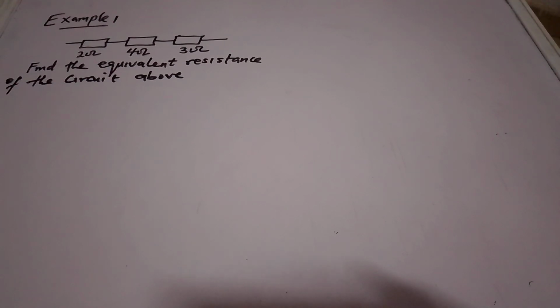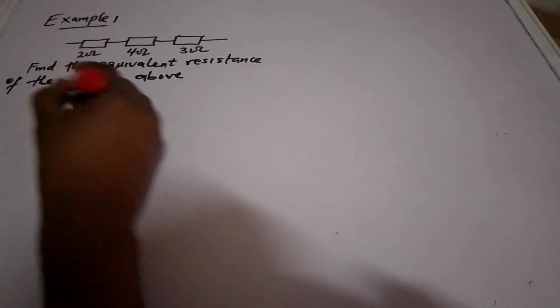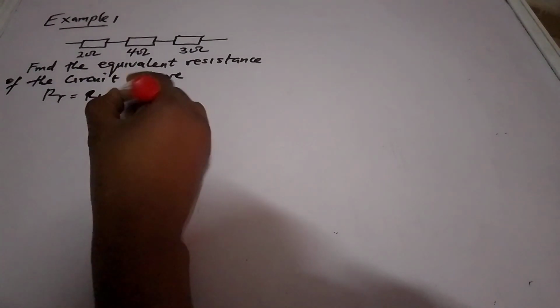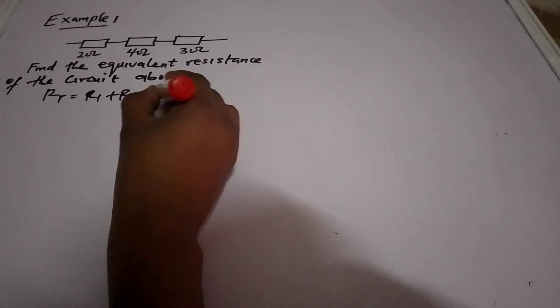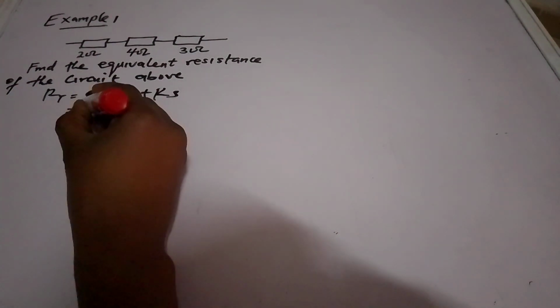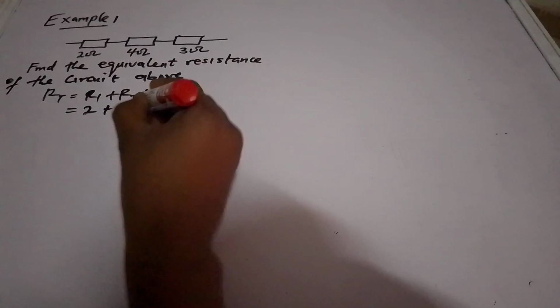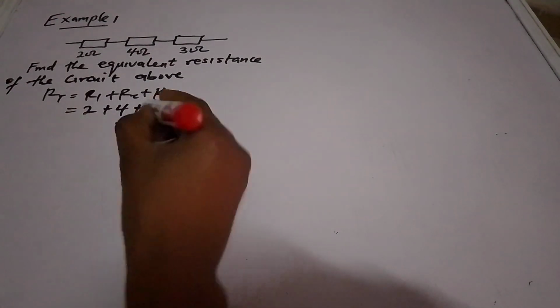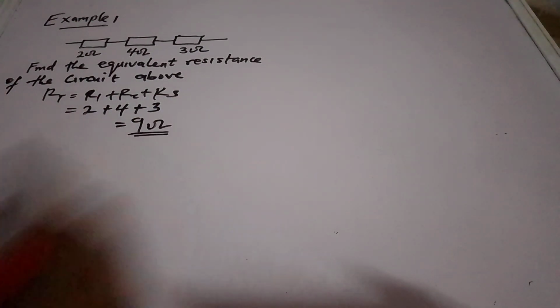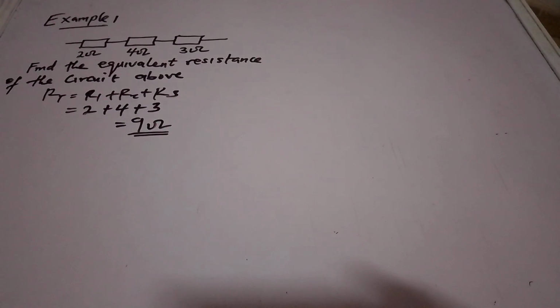So in this case, our formula is going to be R total, or R equivalent, equals R1 plus R2 plus R3. So we just say R is going to be 2 plus 4 plus 3. And 2 plus 4 plus 3 is going to give me what? That is 4 plus 2, 6, 7, 8, 9. That is 9, and the unit is ohms. So for example 1, we are going to have 9 ohms.